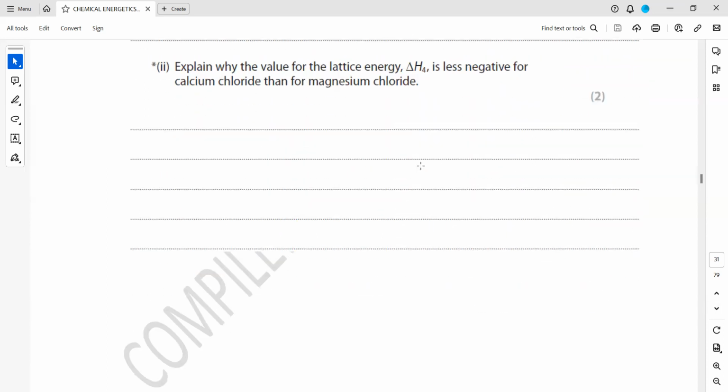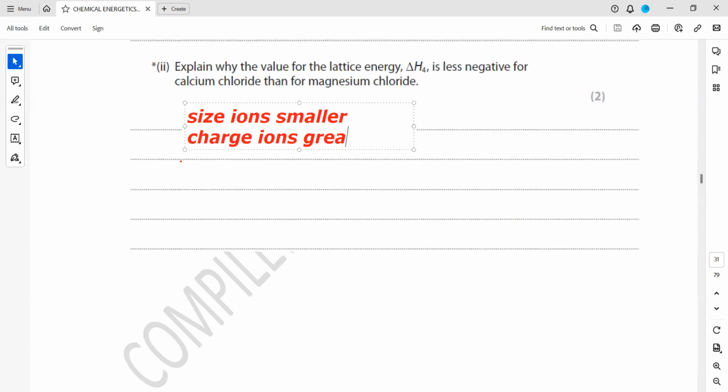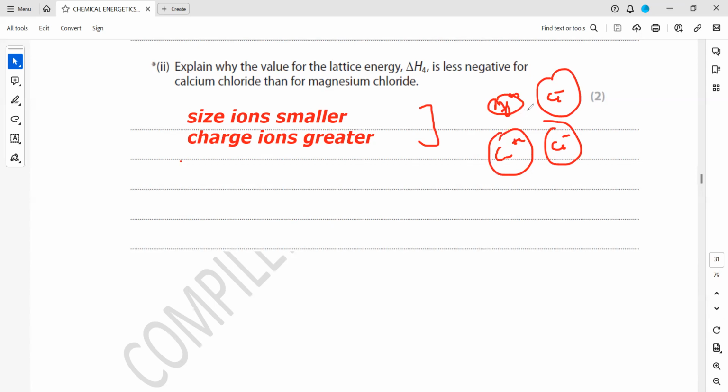Explain why the value of the lattice energy is less negative for calcium chloride. Look, lattice energy depends on the size of the ions. The size of the ion should be smaller to have a high lattice energy, and the charge on the ion should be greater to have a higher lattice energy. These are the two factors which affect the lattice energy. So in the case of magnesium chloride, magnesium ions are smaller compared to calcium ions. Chloride ion is the same. So in magnesium chloride, as the magnesium ions are smaller in size, they will have a stronger attraction.